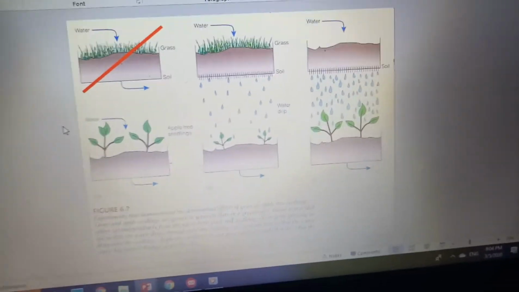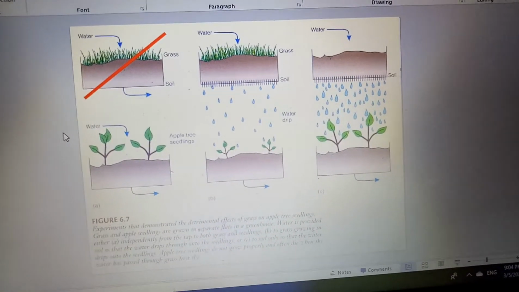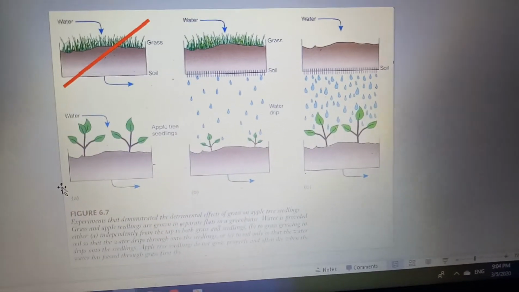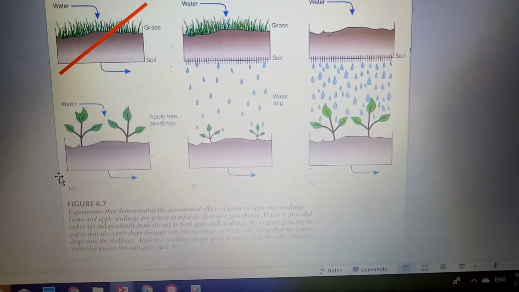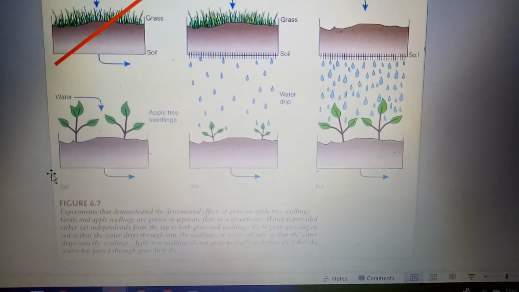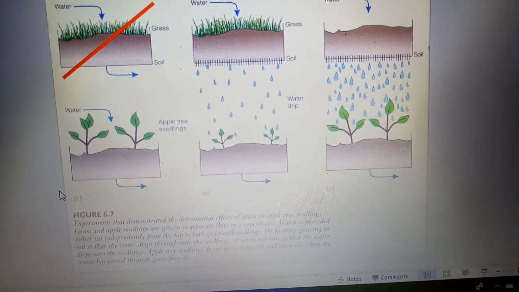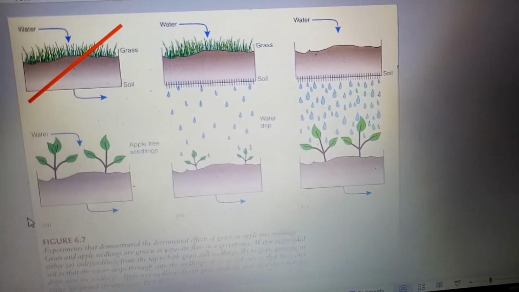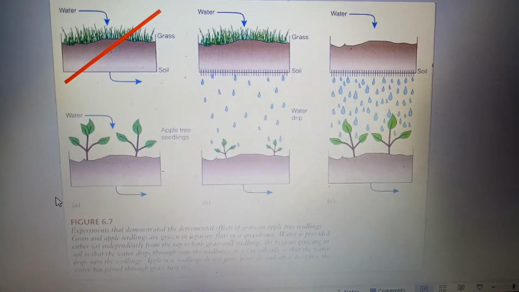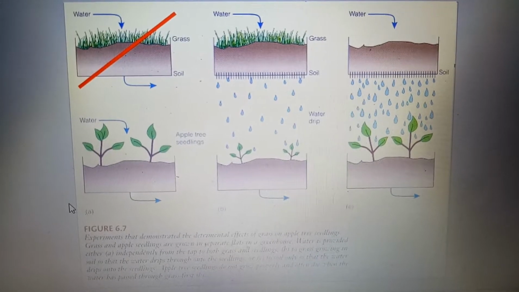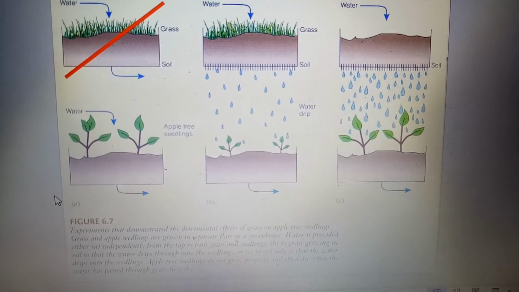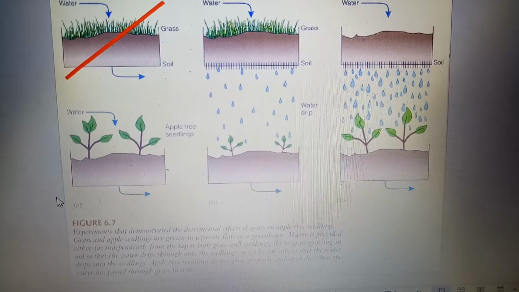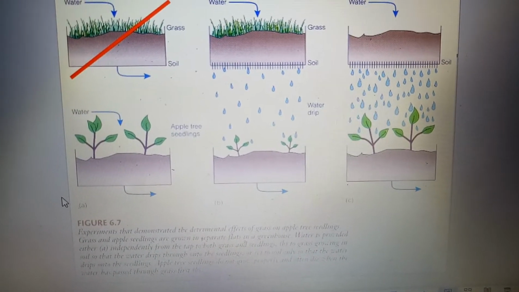As you can see from here, the upper layer and the lower one are about before and after. There are 3 situations: on the left-hand side, upper and lower, they are A, B, and the last one is C. This is an experiment that demonstrated the detrimental effect on grass and apple tree seedlings. Grass and apple seedlings are grown in separate flats in a greenhouse. Water is provided either as follows.